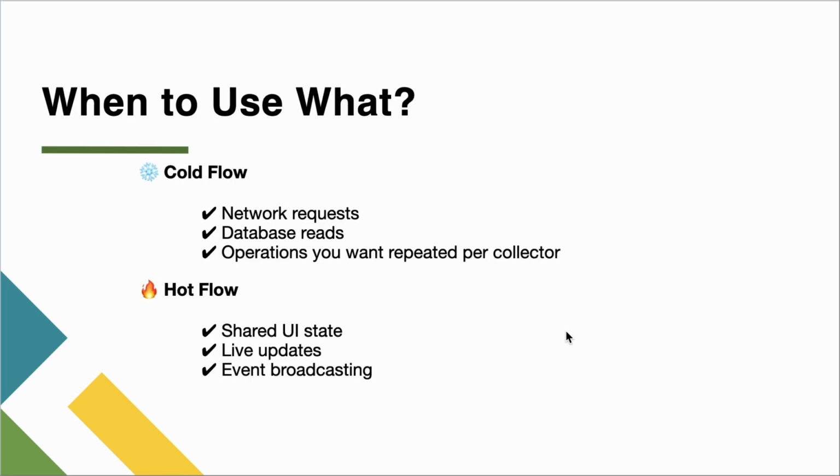Okay, now to understand when to use what is basically what I am going to explain to you now. Cold flow you use when there is a request, network request, the database reads, or the operation you want repeated per collector. But in case of hot flow, you may use it when you have shared UI state, of course, when there are live updates, like for example toast messages or snack bars, and there is an event broadcasting. These are the places where probably we may decide as a developer which thing we want to use where.